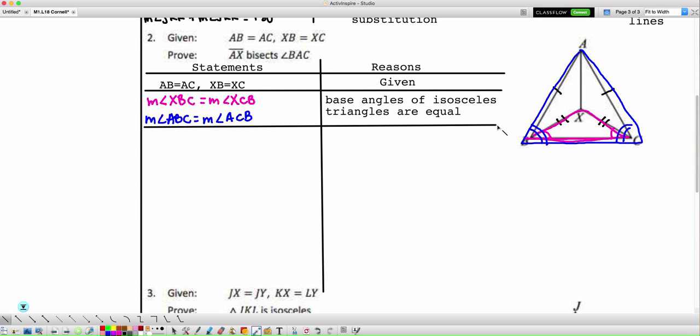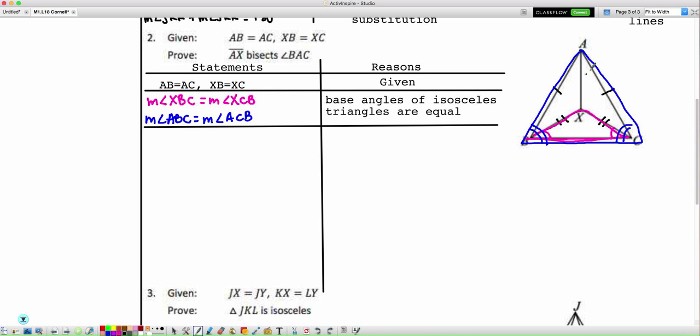I'm going to say that the measure of ABX, that would be this angle here, that little angle is really equal to the big one minus this small pink one. So I'm going to take that and write it that way. So ABX is really equal to the measure of ABC minus this small one in here, which was XBC.